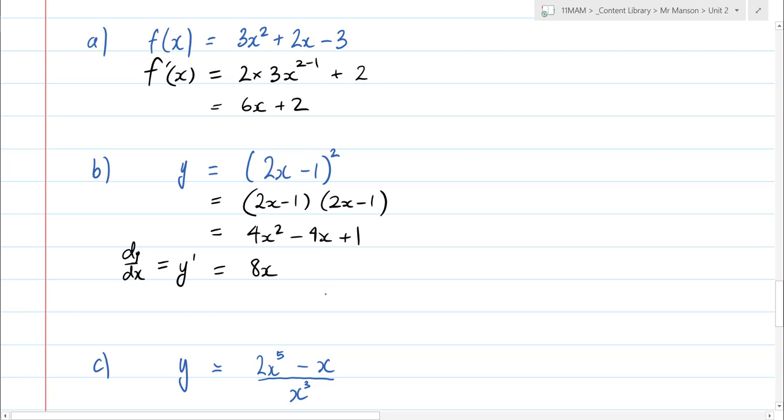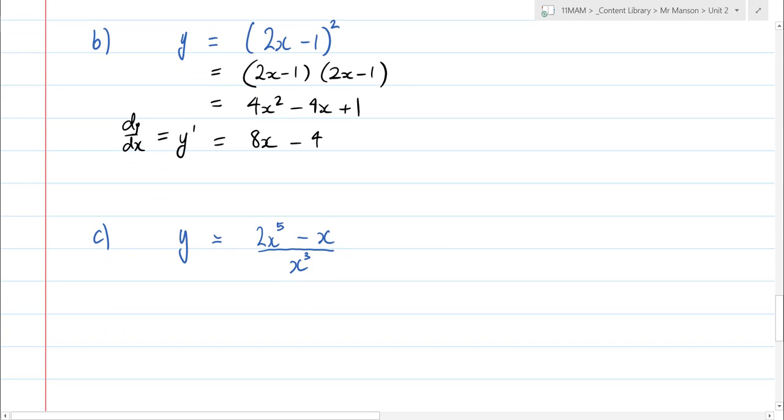The 2 came out the front, 2 times 4 is 8, minus 4. And the 1 just becomes 0. So that's that derivative. I just had to expand first. Okay? And question C looks a bit trickier.